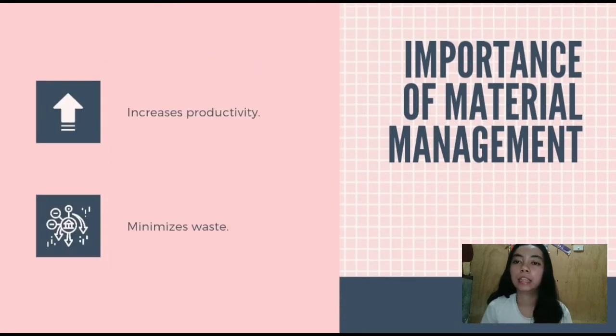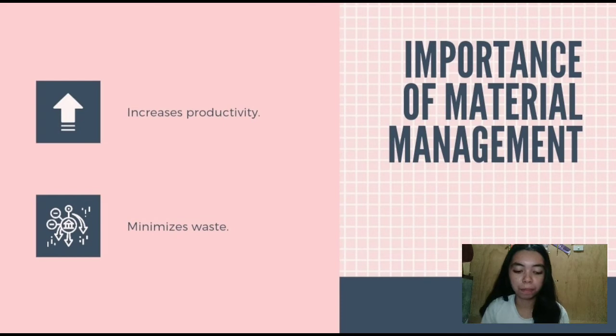Next is it increases productivity. Material management has a significant impact on labor productivity within a company. So if a company doesn't have enough and appropriate materials, workers will likely be unproductive. With appropriate and proper material management, workers are motivated and productive enough to perform their tasks.